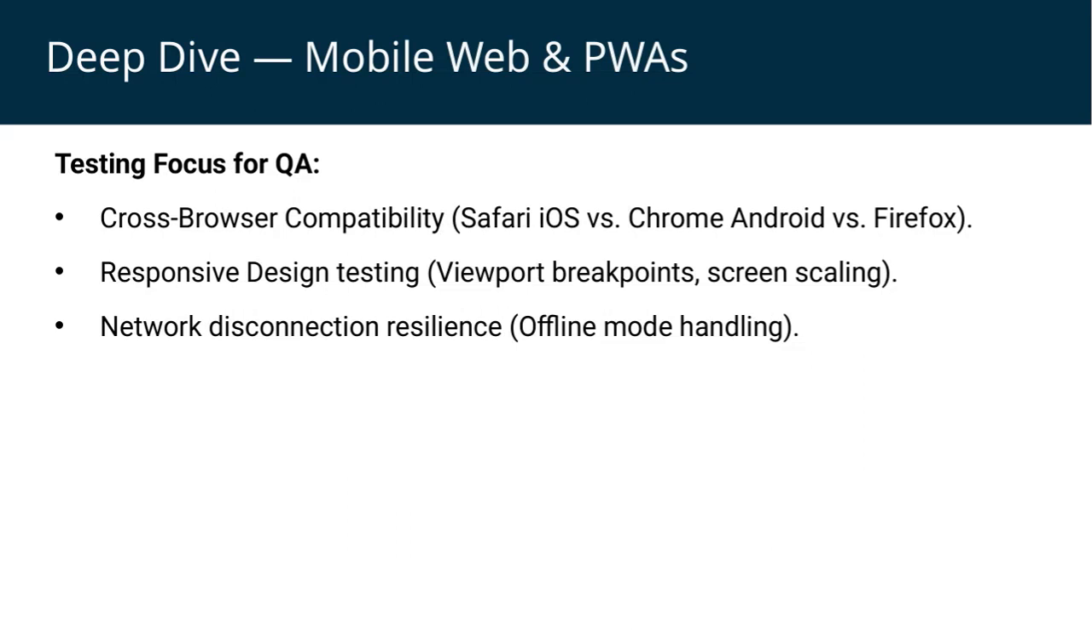When we talk about testing for quality assurance, there are a few key areas we focus on. First, cross-browser compatibility, making sure the experience works smoothly whether you're on Safari iOS, Chrome Android, or Firefox. Then, responsive design testing, checking how the layout adapts across different screen sizes and viewports. We also test network disconnection resilience, ensuring offline mode works when the connection drops. Today, we're taking a deep dive into mobile web and progressive web apps, where these challenges really come to life.